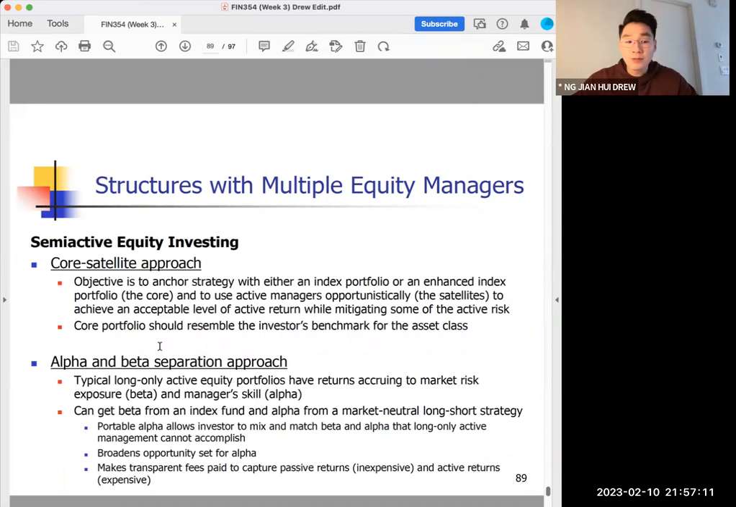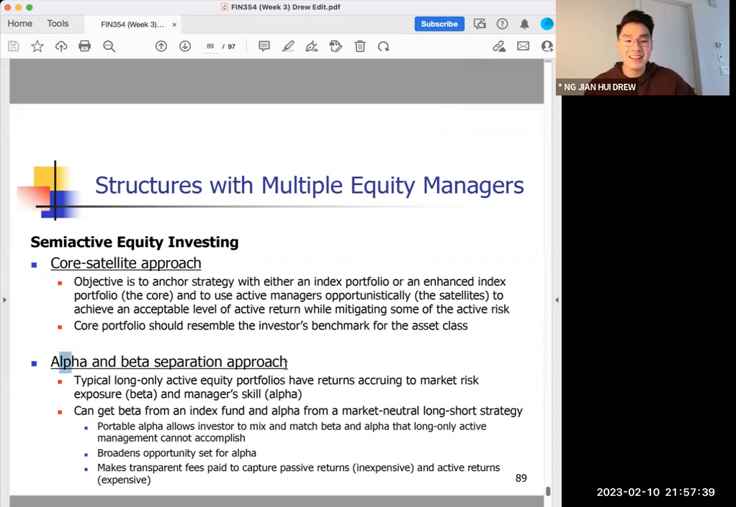Okay, so I just want to quickly mention this core satellite approach. Again, it is another way of doing semi-active equity investment where you have a core and you have a satellite. A satellite orbits the core, right? That's why it's called the core satellite approach. A core means that you have a benchmark, and then your satellite that's orbiting is your active strategy. That's how you think about it.